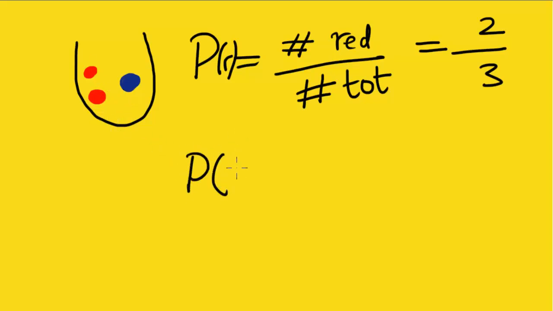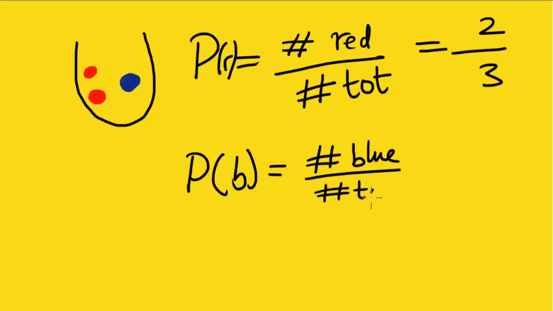Also, the probability of picking a blue ball will be the number of blue balls divided by the total number of balls. The number of blue balls is 1. The total number of balls is 3. So the probability of picking a blue ball is 1/3. And the way you interpret this is as follows: out of every 3 balls, the total number of balls, 1 is blue. So if you look at this bag, there are 3 balls, and what the probability is telling you is that out of every 3 balls, 1 will be blue. And that's the case here.